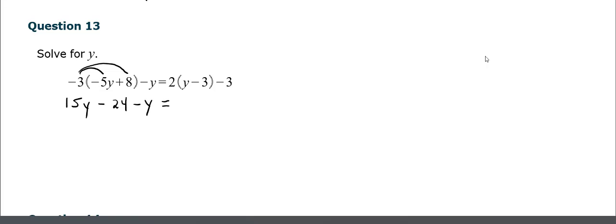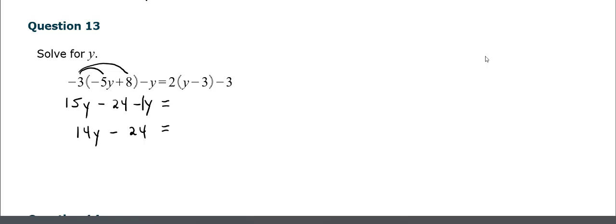Now I'm not going to do anything on the right hand side yet. I'm going to go ahead and combine my like terms. And I have 15y minus, this is the same thing as minus 1y. So 15 minus 1 gives me 14y, and I still have my minus 24. So I'm done with the left hand side.